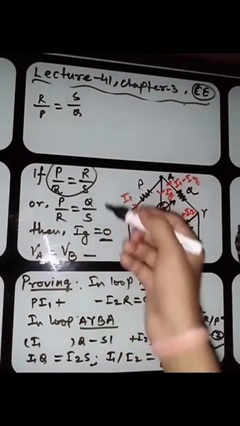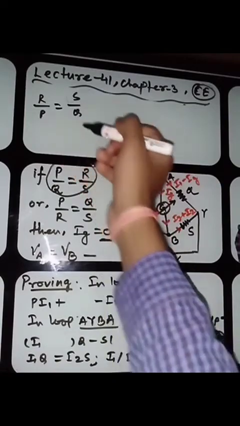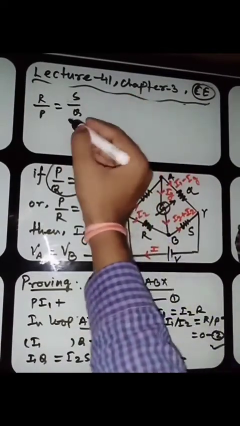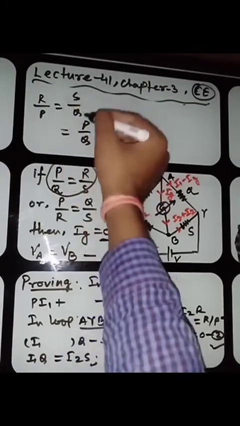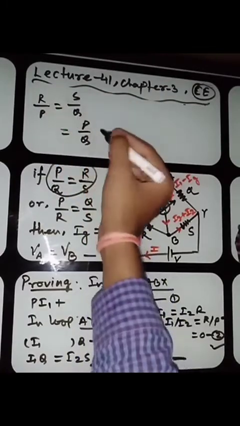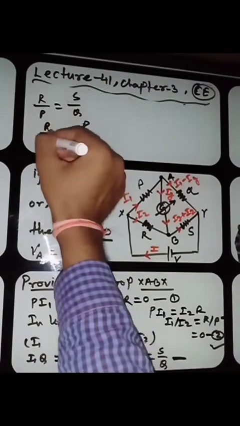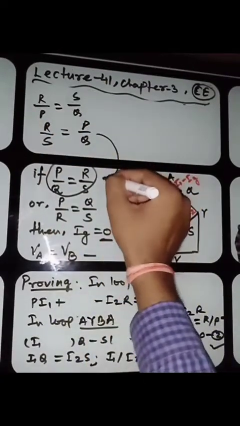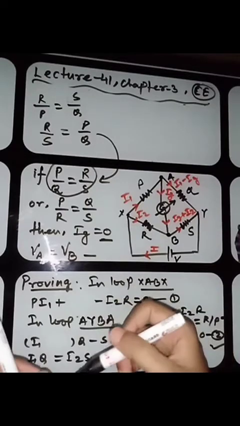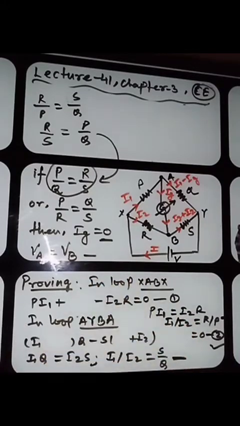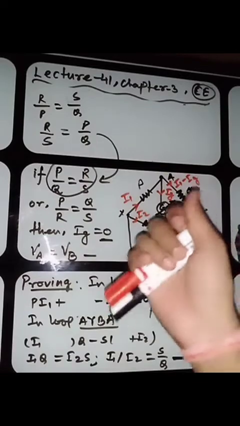Or you can arrange this particular equation with P over here. So P by Q, and S will be down, R by S. Now you can see we have proved, yes, this is the condition of a balanced Wheatstone bridge, my dear student.